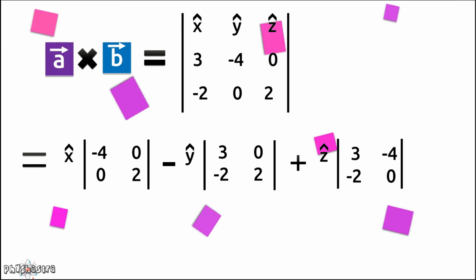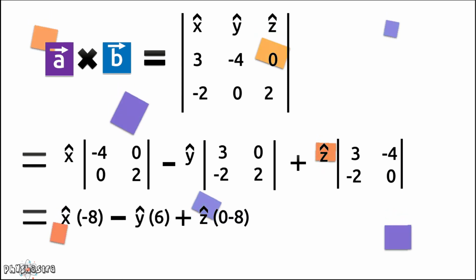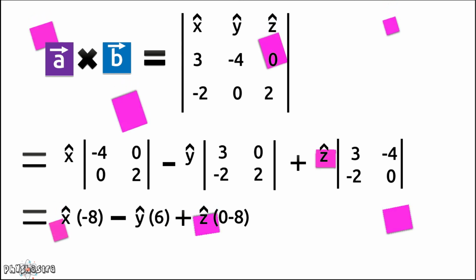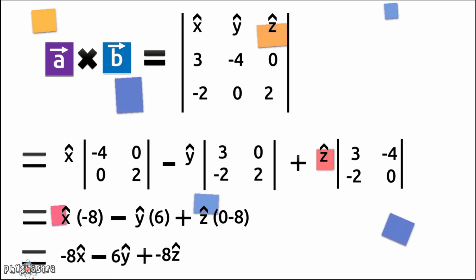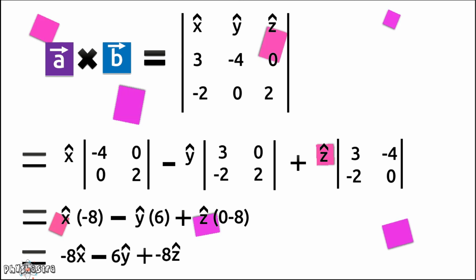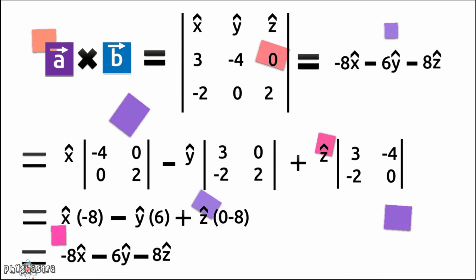When we compute it, we get negative 8 x cap, negative 6 y cap, plus negative 8 z cap. And finally we get the product of vector A and B as negative 8 in x direction, negative 6 in y direction, and negative 8 in z direction. Otherwise we can just take the negative common. This is how we do cross product.